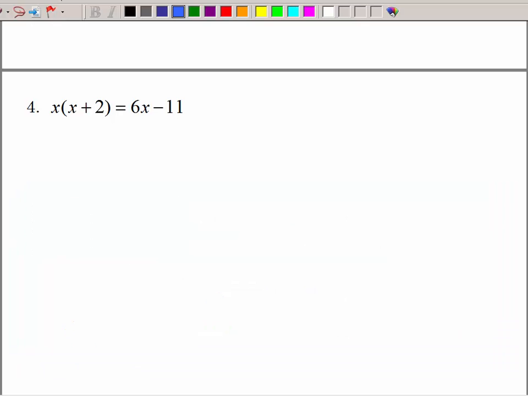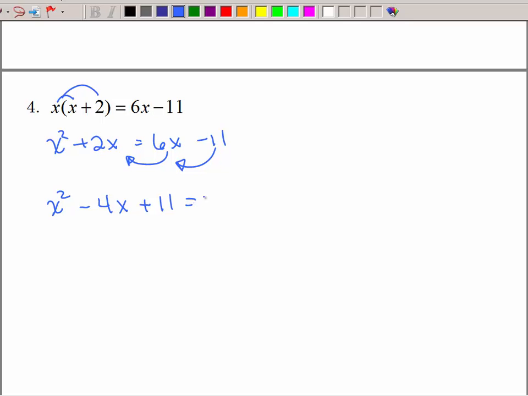Right, number 4, again not in standard form, so we need to distribute. We need to put it in standard form, so I need to move the 6x and I need to move the 11. So I'd subtract 6x and I'd add the 11. And now, could we factor that? I don't think so. So again, here comes that quadratic formula.